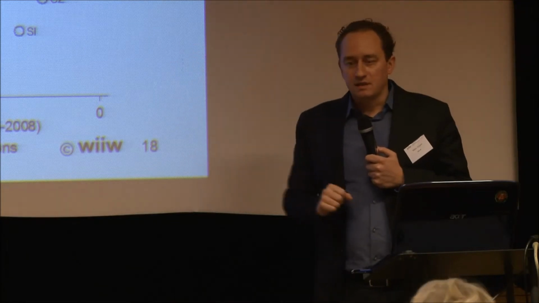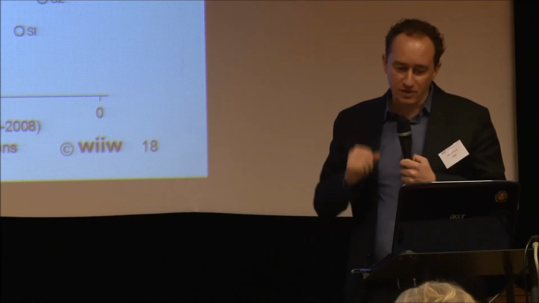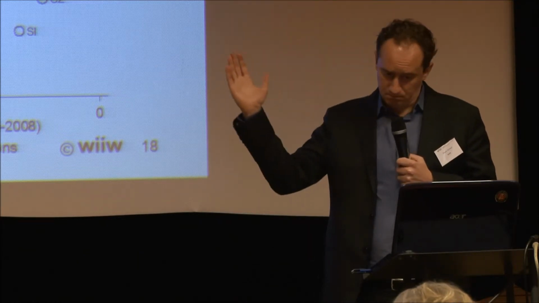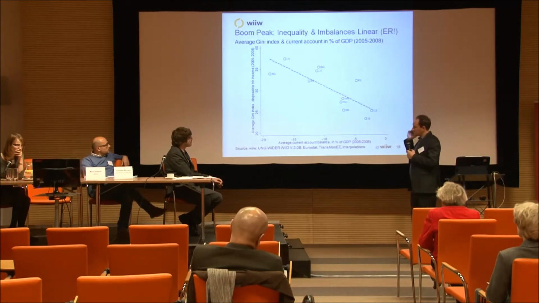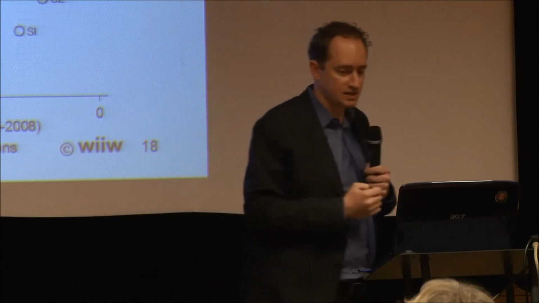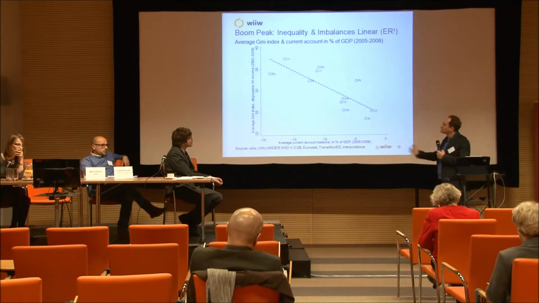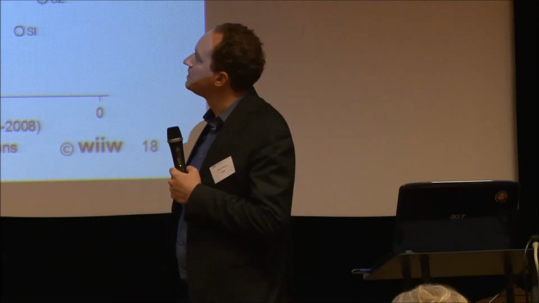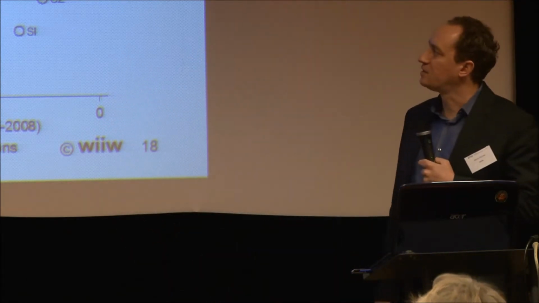Now back to our scatter plots. We are now at the boom peak period 2005-2008. Basically all countries were growing like crazy. A large part of this growth was foreign financed, hence here we have the average current account balance. All countries were in a current account deficit at that period of time. A very linear relationship. Those countries with the highest levels of inequality, Baltics, Bulgaria, Romania, with the highest current account deficits.